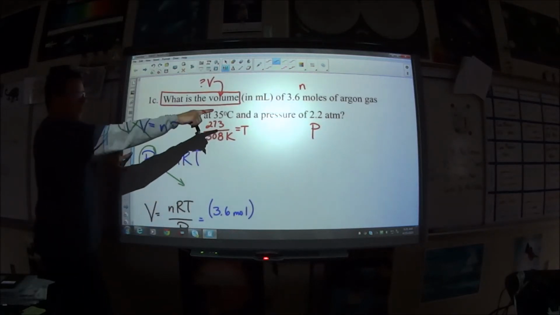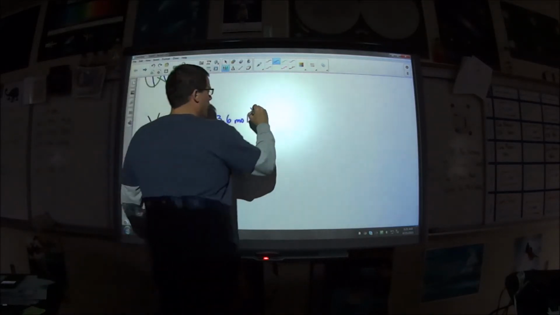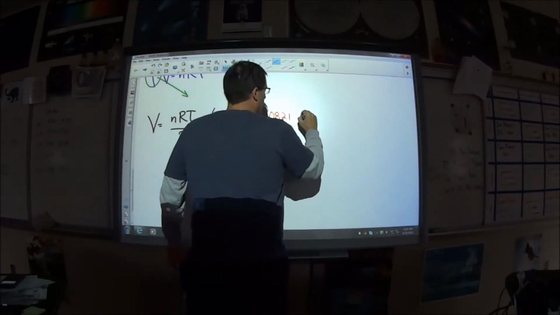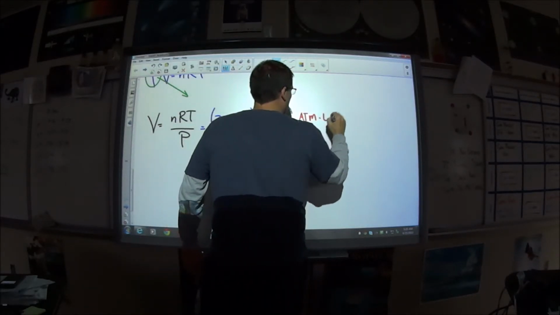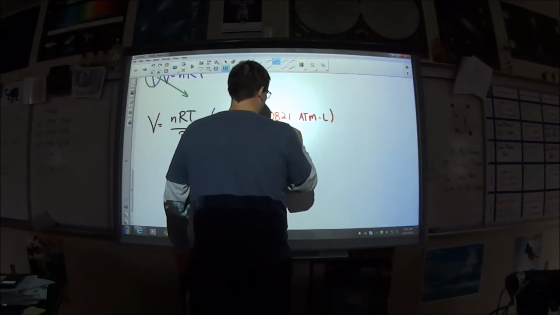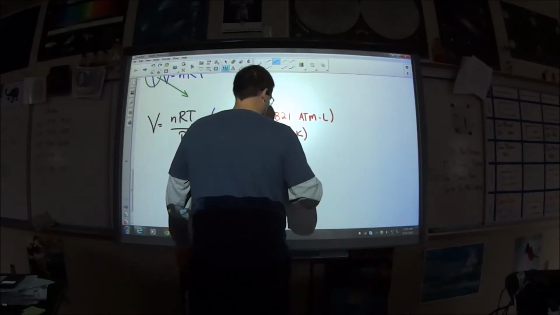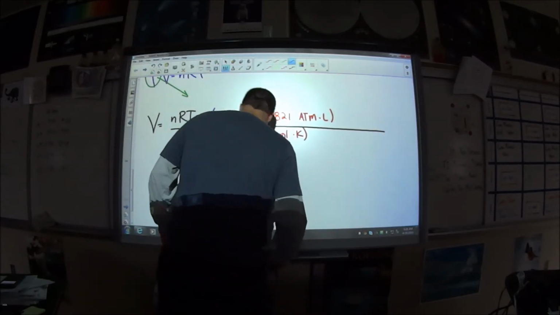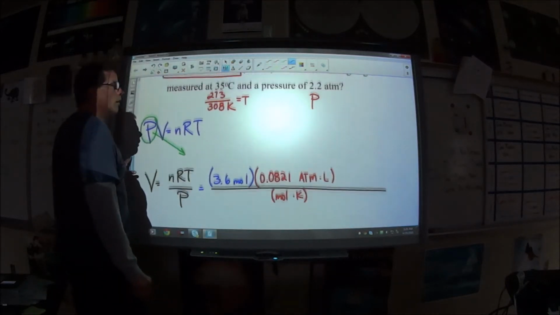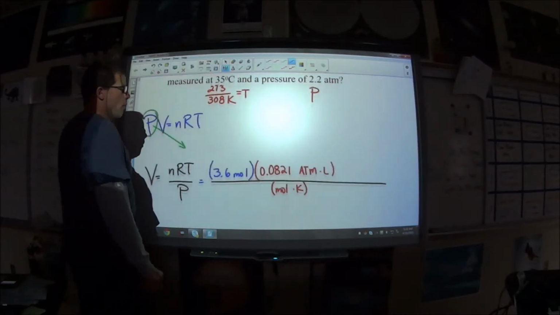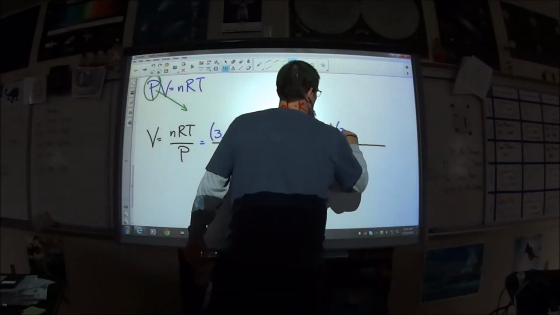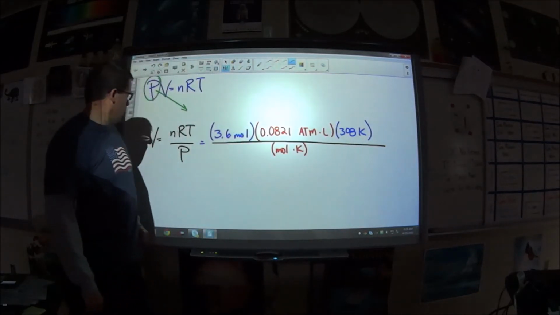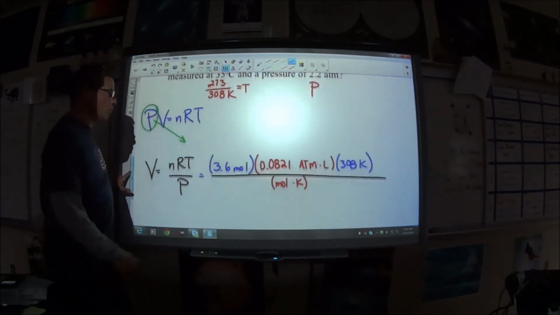R, this time we have atmospheres, so we have to use the atmosphere value. So 0.0821 atmosphere liter per mole Kelvin. And the temperature was 308. And our pressure, 2.2 atmospheres.